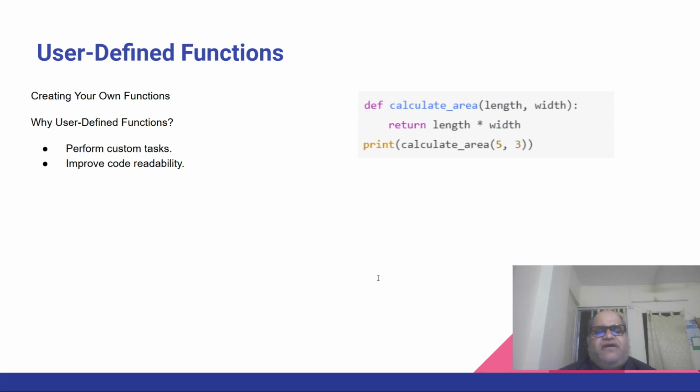User-defined functions allow you to create custom operations tailored to your program's needs. In this example, we have defined a function to calculate the area of a rectangle, right? So define calculate_area, length and width, and as you know, the formula for area is length multiplied by width for a rectangle, and you can put the call inside a print to see the results. In this particular case, 5 times 3, that is 15, will be printed.